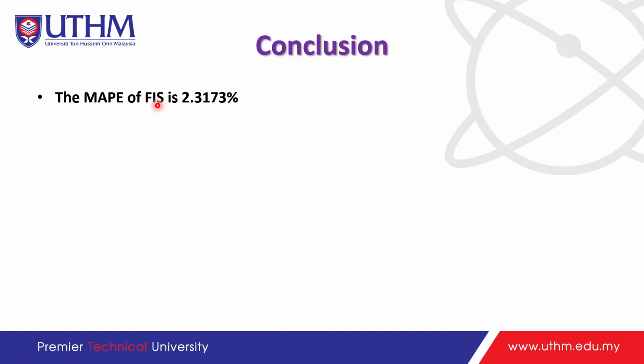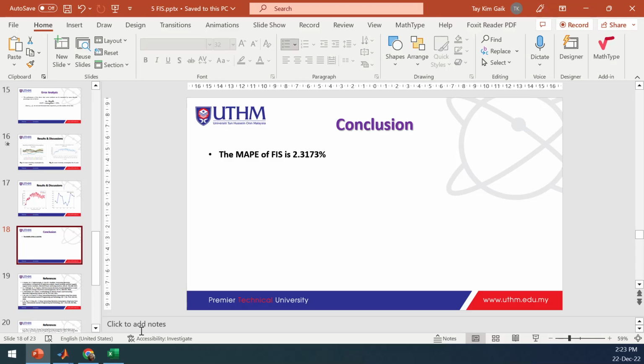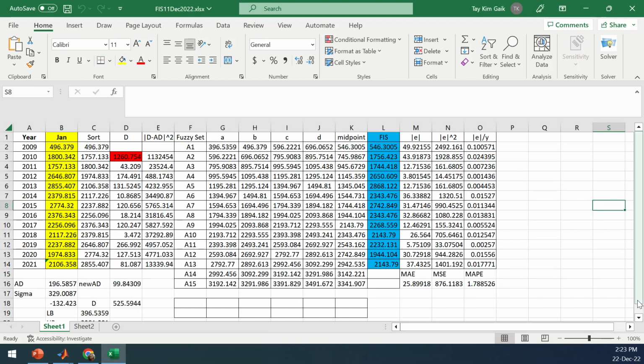And the MAPE for the fees is 2.32%. It's quite low if we compare to the other techniques, using time series models, the Excel trend line, or the multiple linear regression in our previous video. And then we are going to the technical part: how we define the fuzzy set.